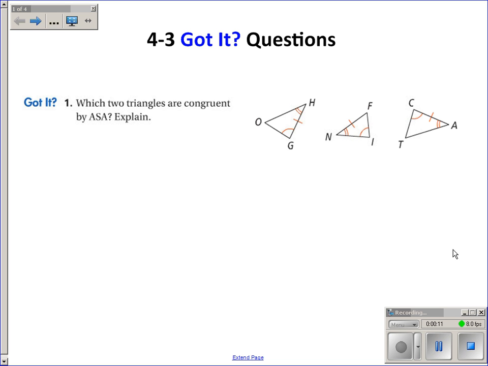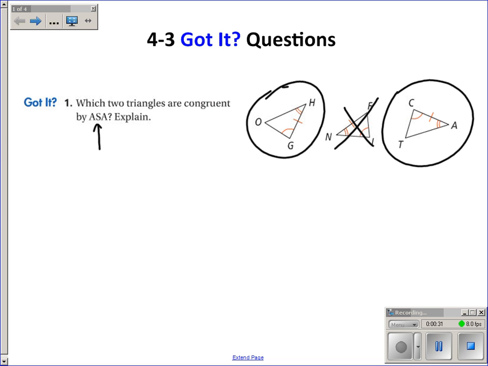In number 1, it asks which two triangles are congruent by ASA. Now remember that the side is in between the two angles, just like the S is in between the two A's. In this one, the side is in between the two angles. In this one, it's not in between the two angles. And in this one, it is in between the two angles. Again, it goes angle, side, angle. So these are the two triangles that are congruent by ASA.